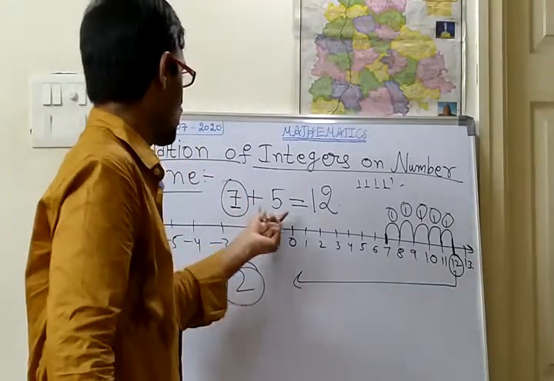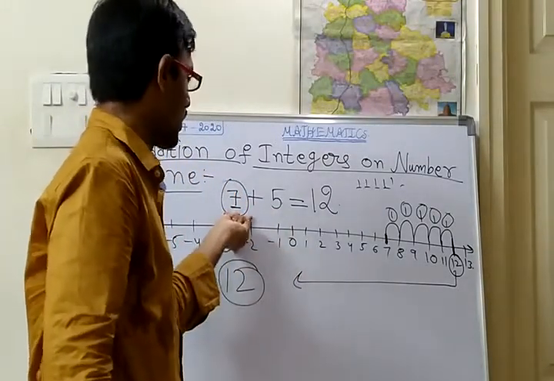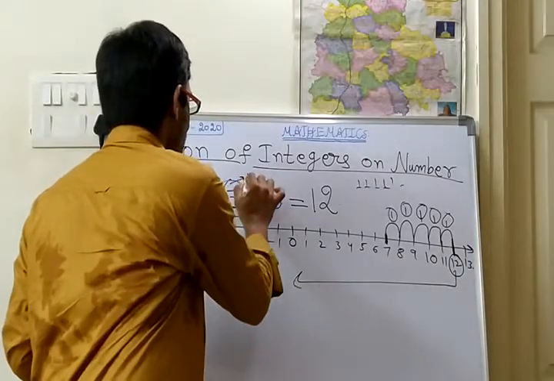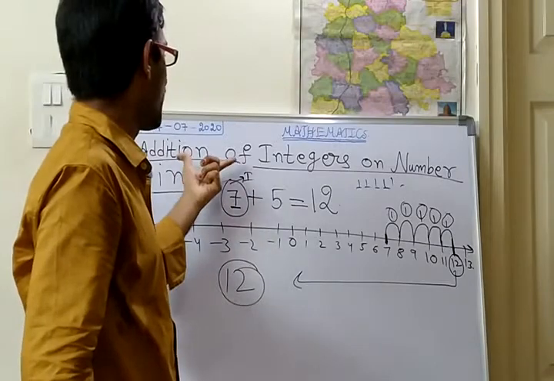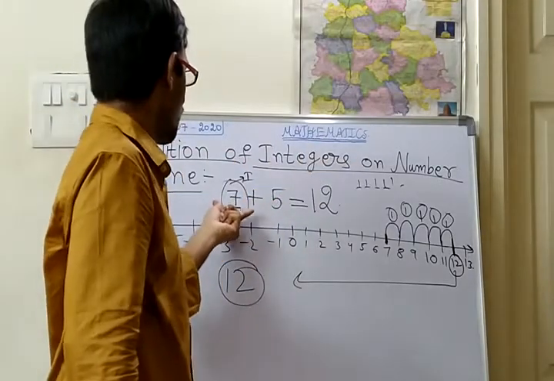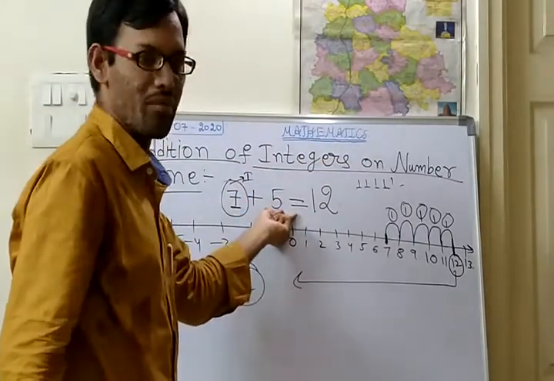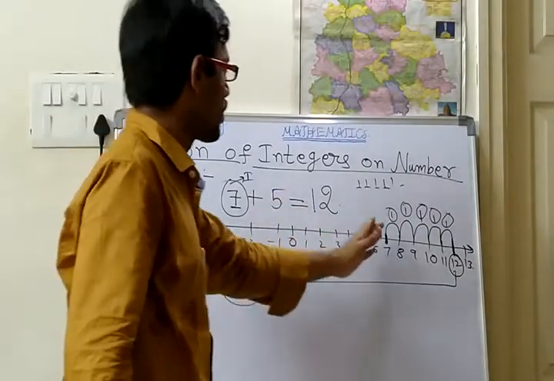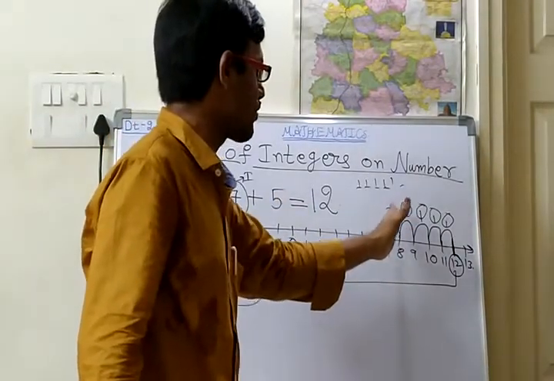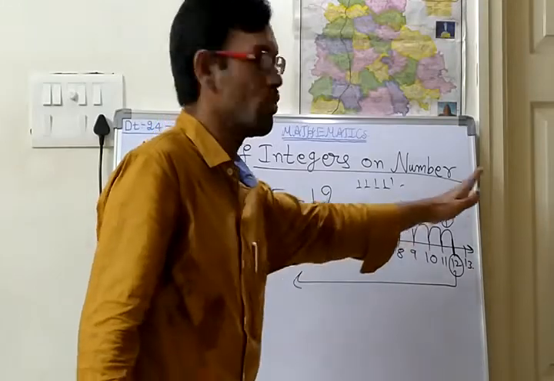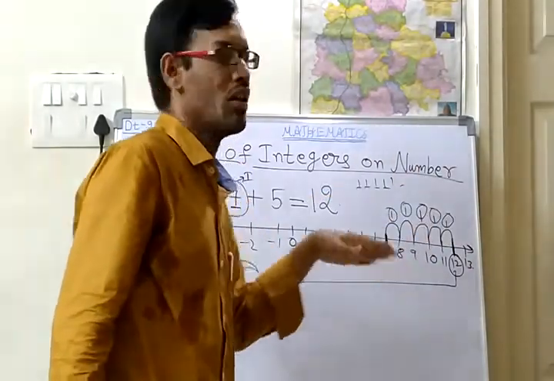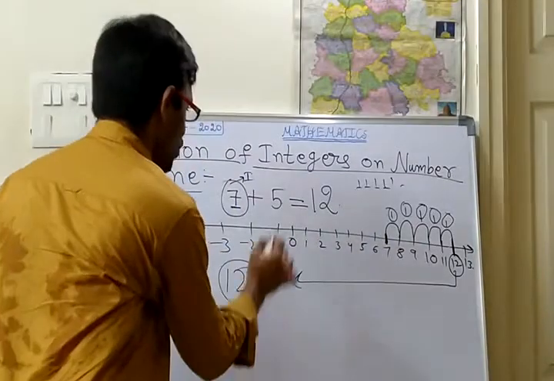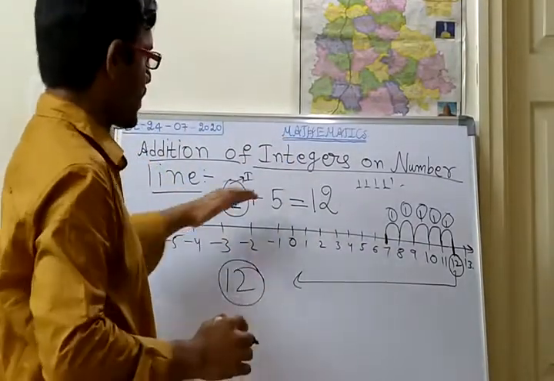Whenever you are adding a number to an integer, you should call this an integer. We are doing addition of integers on the number line. For the integer, if we add any number, while we are adding, we should move forward, to the right side of the number line. So the answer is 12. So this is about addition.